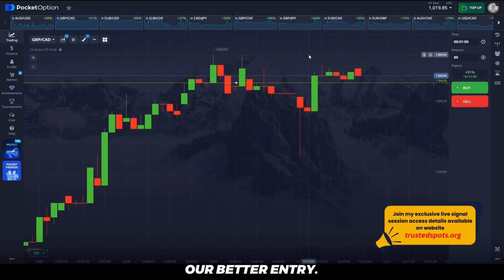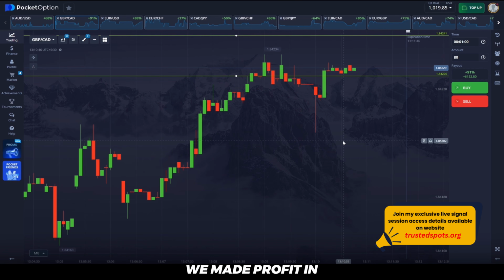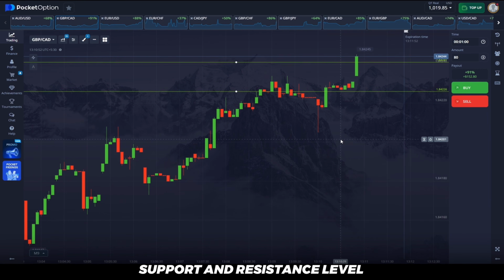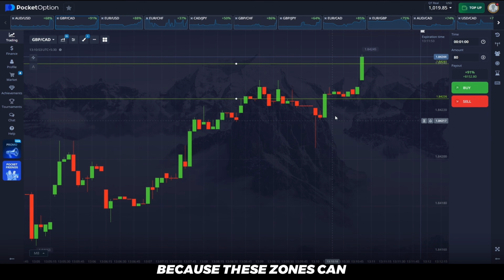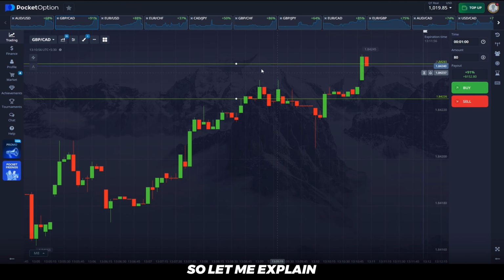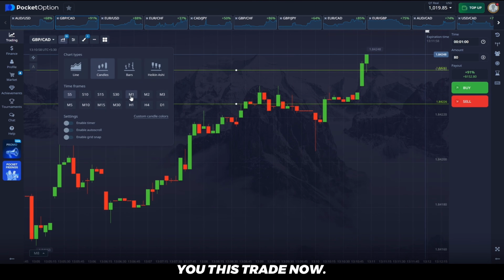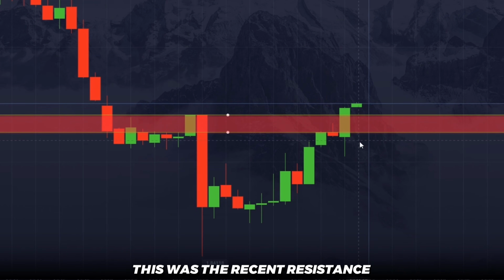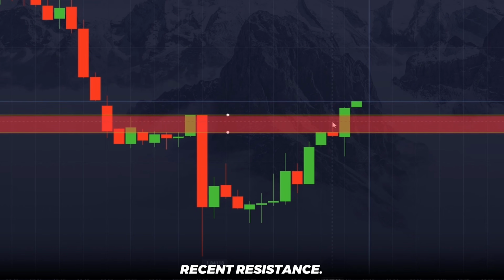Because of our better entry, we made profit in this trade, and that's the reason in most cases I prefer taking trades near the support and resistance level, because these zones can hold the price. So let me explain this trade now. This was the recent resistance. Price hit the recent resistance.